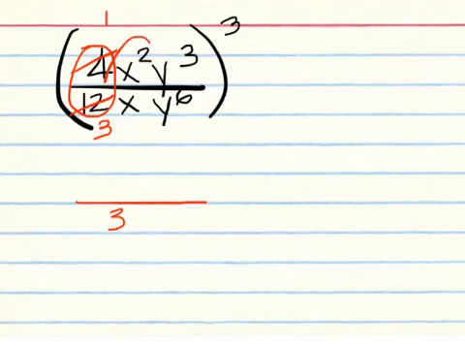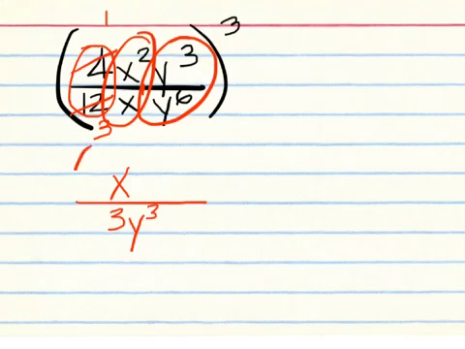Alright, x to the second over x. The highest power is on top, so that's where x goes. 2 minus 1, because this is a power of 1, that means you have x to the first power on the top. And then from your y's, the largest one is on the bottom. 6 minus 3 is 3. But don't forget you have to cube everything.